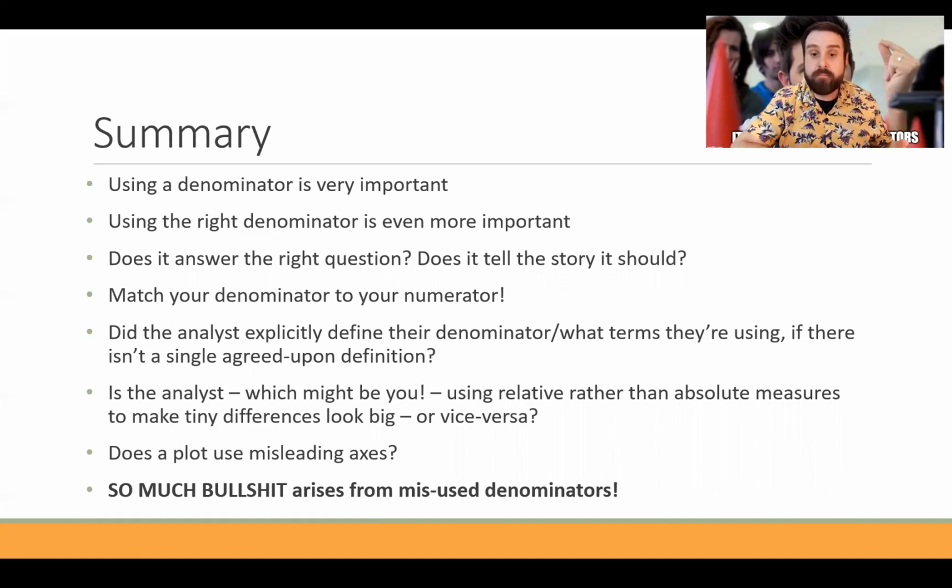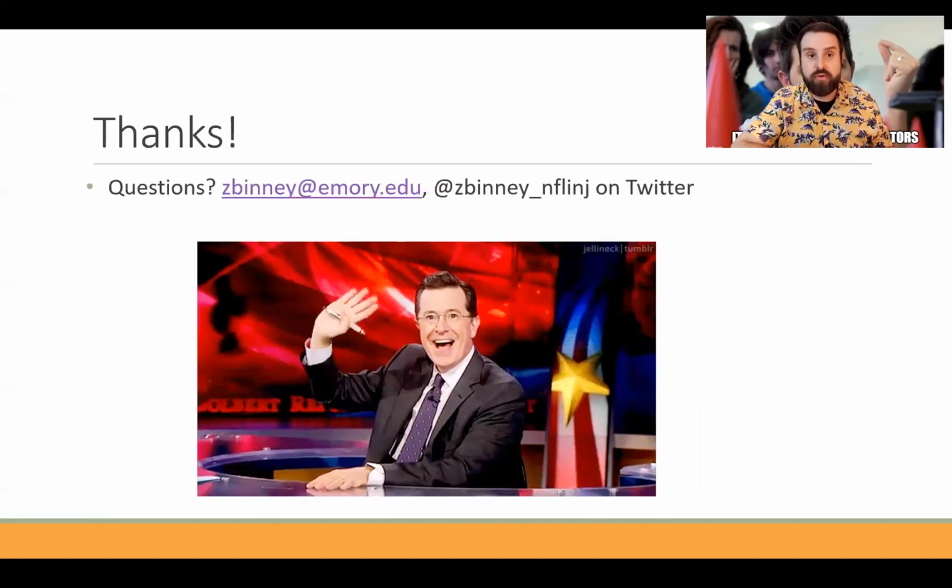Is the analyst, which again might be you, using relative rather than absolute measures to make tiny differences look big, or vice versa? Make sure you've really thought critically about which is the better one to use in your particular case. And then whenever you're presented with a visualization, there's a whole bunch of things you need to consider. But if you can focus on just one thing, look at the axes and see if they are misleading. There is so much bullshit in the world from misunderstood or misused denominators. So I hope this lecture will be useful for you for your lives moving forward.